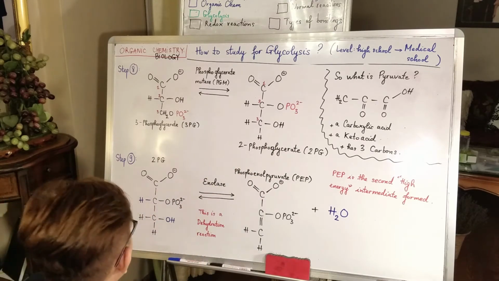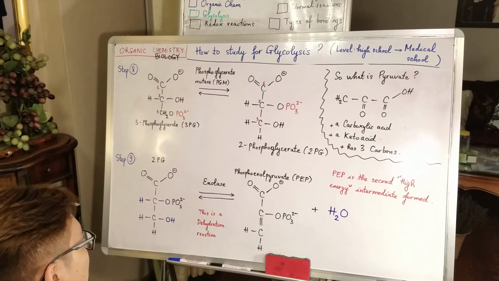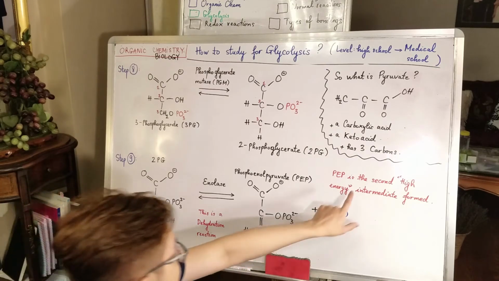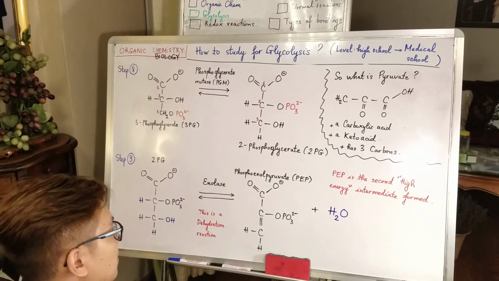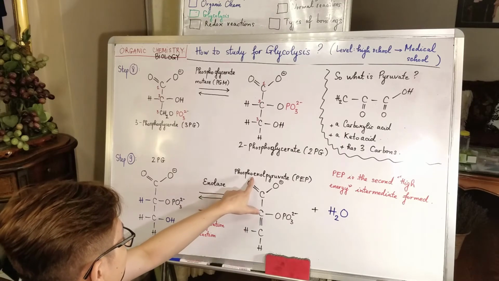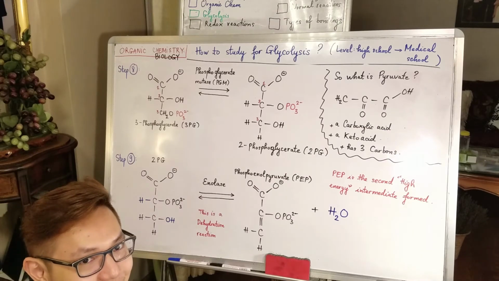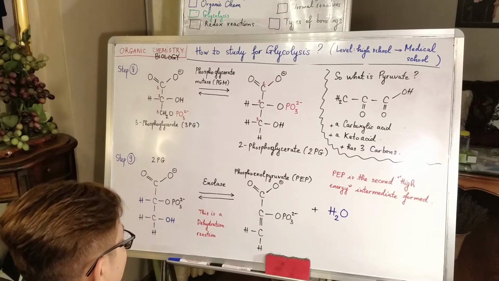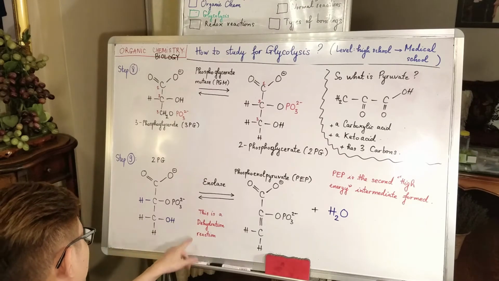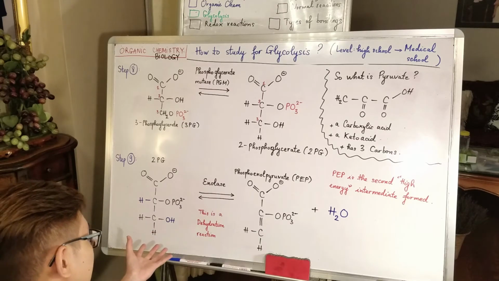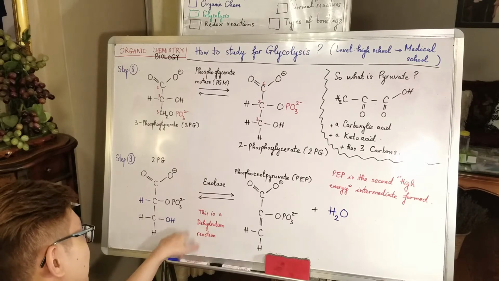And then we move on to step number 9, when this 2-PG is turned into the second high energy intermediate. It's called phosphoenolpyruvate. Wow, pyruvate sounds familiar, right? So what would happen here is that there's a dehydration reaction and there's a removal of water. De is to remove, hydra is water, of course, a removal of water in here.